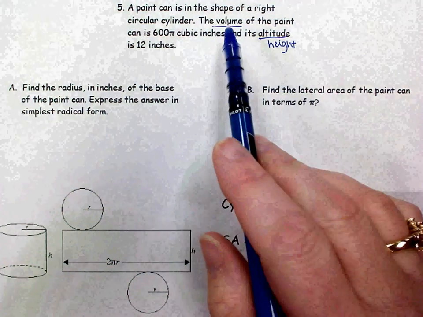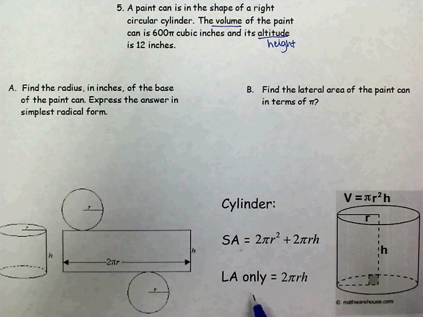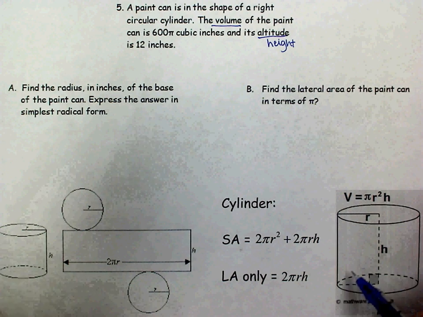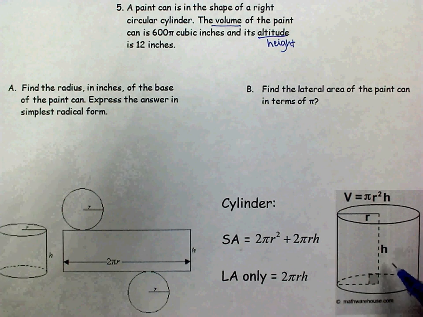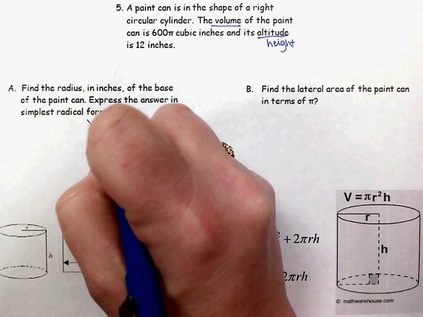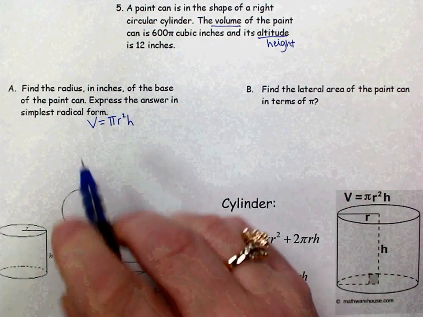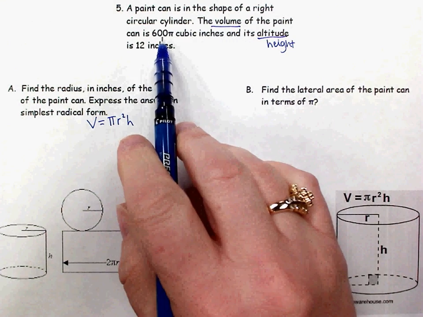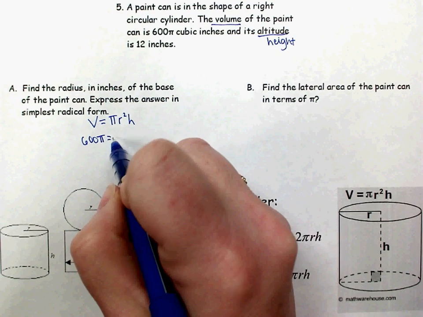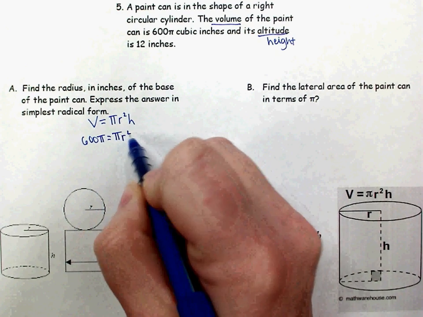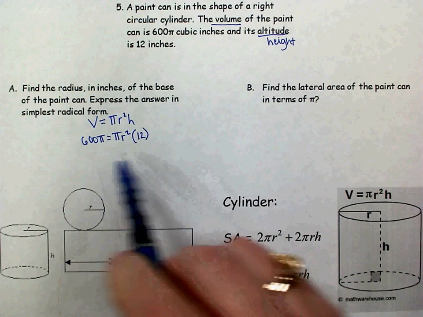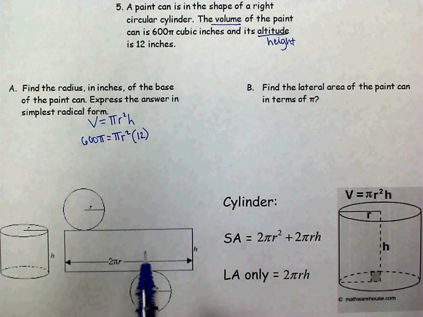Since I'm given the volume, I know the formula for the volume of a cylinder is pi r squared h. It's that circular area, height, number of times filling up that cylinder. So I'm going to use the volume formula along with the information I'm given. The volume is 600 pi, so that goes in for the V, and I'm given the height, the altitude, which is 12 inches. So that allows me to get an equation with only one variable in it.